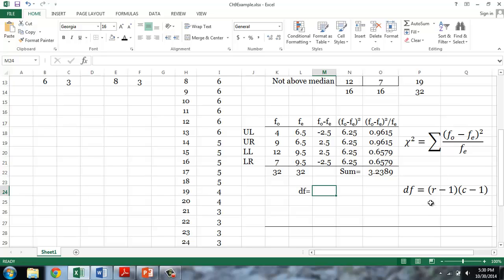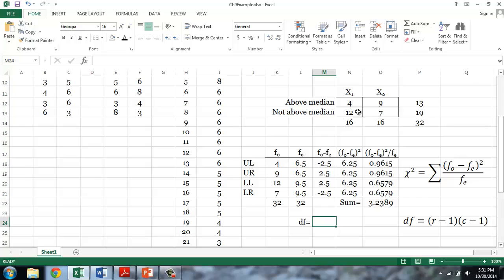The formula for degrees of freedom for a chi-square or median test is simply the number of rows in our table minus 1 times the number of columns in our table minus 1. Here's our table. You'll note it has 2 rows, above the median and not above the median, and 2 columns, x1 and x2. So our degrees of freedom is equal to 2 minus 1 times 2 minus 1, or 1 times 1, or 1.